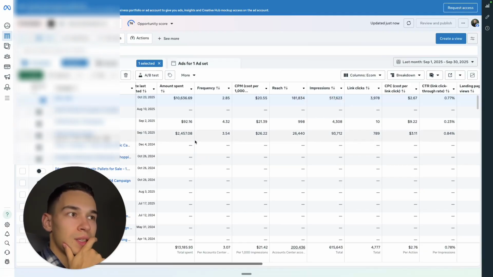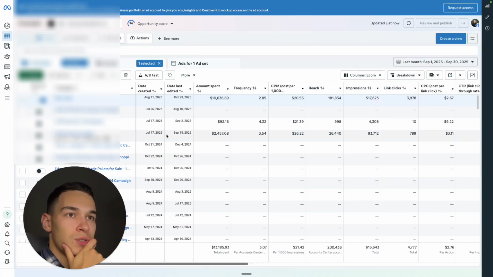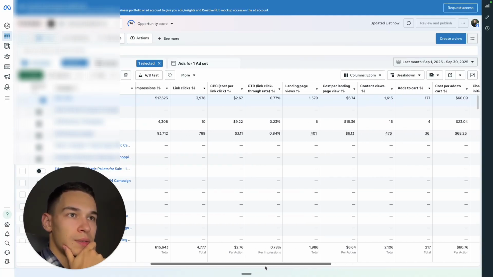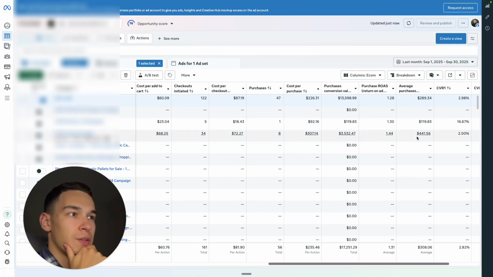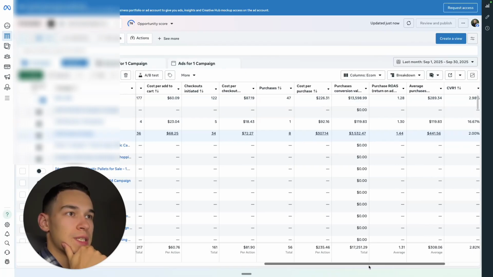Last month he also was running the scaling campaign, which he was running since July and stopped in September. Okay, this ad also had high frequency and low CPA. No, actually ROAS was higher, but the average order value was 440 bucks here. You see that on the second campaign.